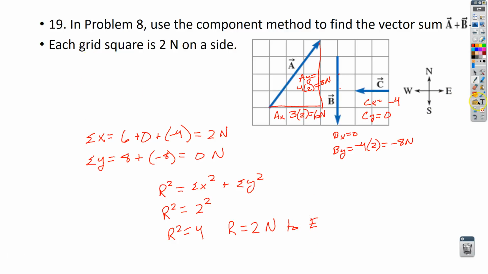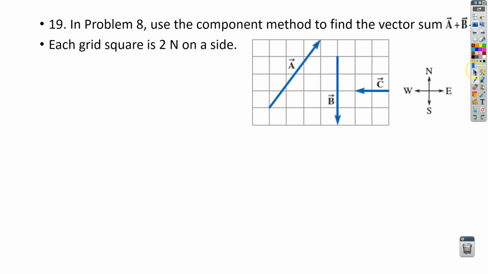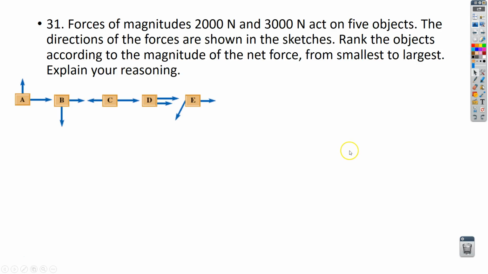And that is the end of number 19. Let's go ahead and take a look at the next one. This one's number 31. It says forces of magnitudes 2,000 and 3,000 newtons act on 5 objects. The directions and forces are shown in the sketches. They want us to rank the objects according to the magnitude of the net force from smallest to largest, and then explain our reasoning.